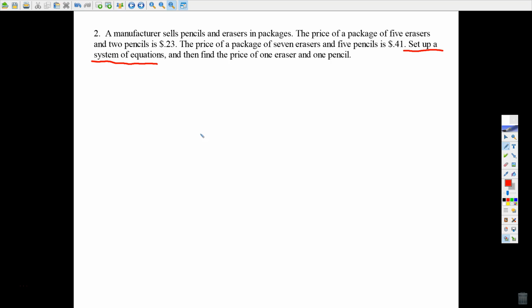Okay? Well, I noticed that what I'm ultimately supposed to do is find the price of one eraser and one pencil. So I need a variable to represent what the answer is going to be. X, I'm going to let be the price of one eraser. So you notice how I let a variable represent the ultimate answer to the question. X will be the price of one eraser. Y will be the price of one pencil.